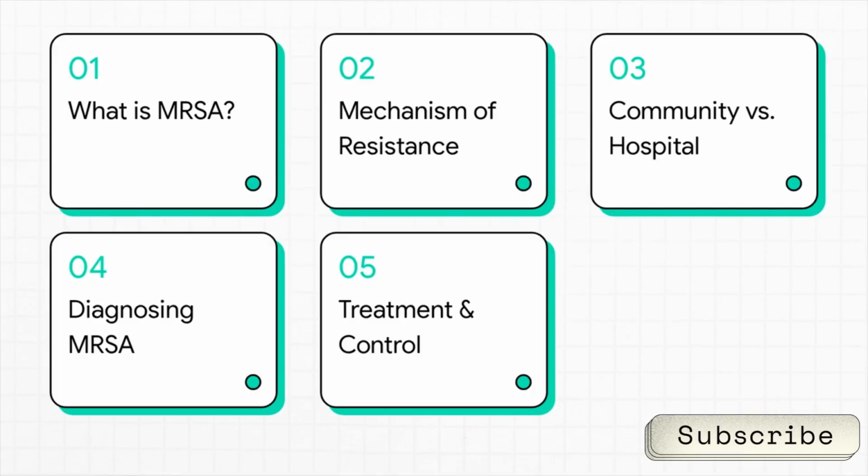Let's do it. So here's our game plan. We're going to start with a solid definition, then get into the nitty-gritty of how it becomes resistant. After that, we'll compare the two main types, walk through the diagnosis, and finish strong with treatment and control. It's a super logical flow that examiners love to see.